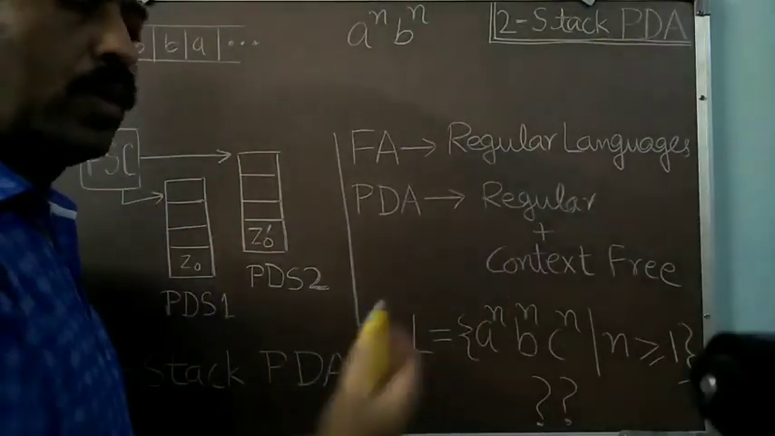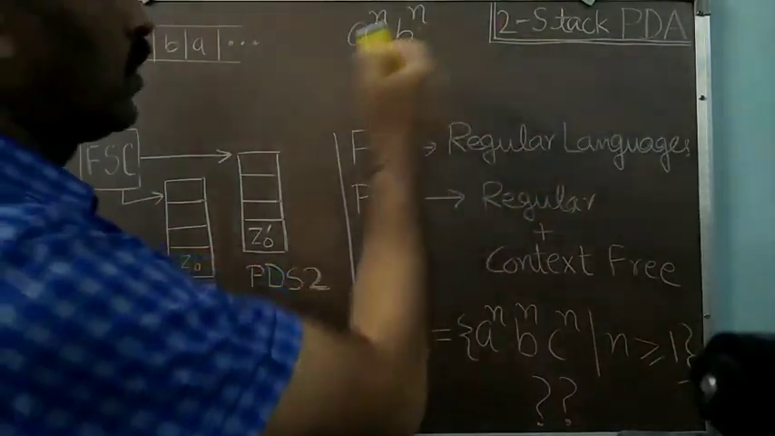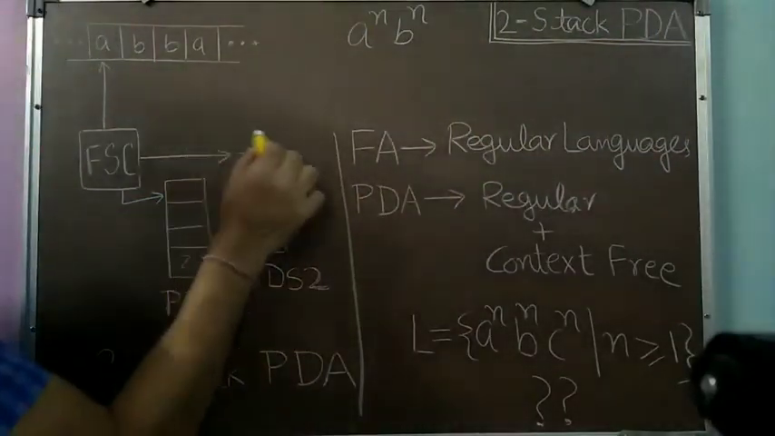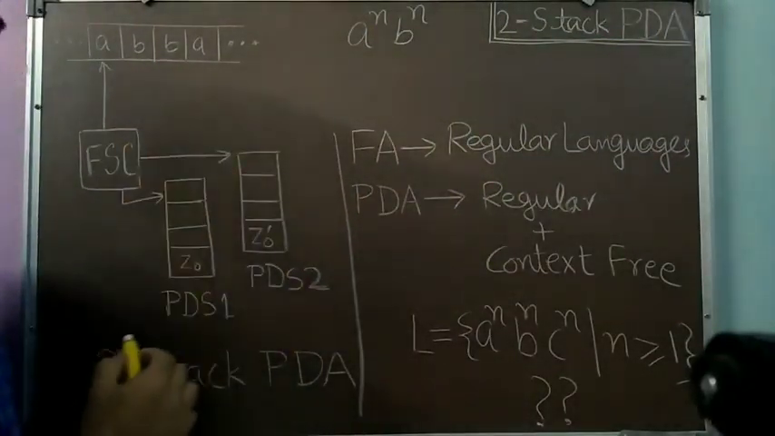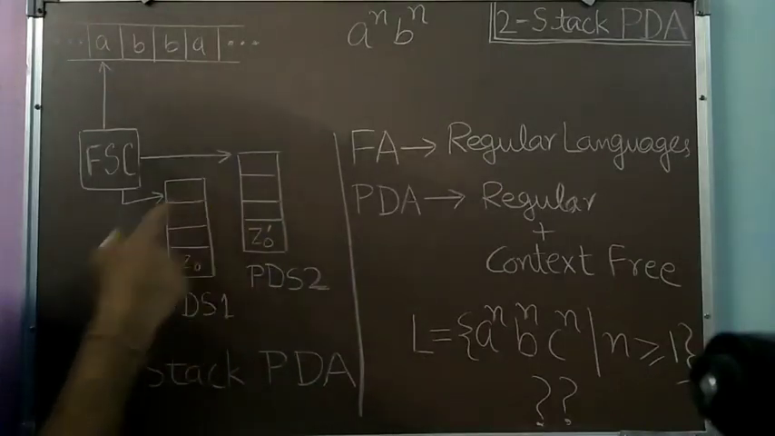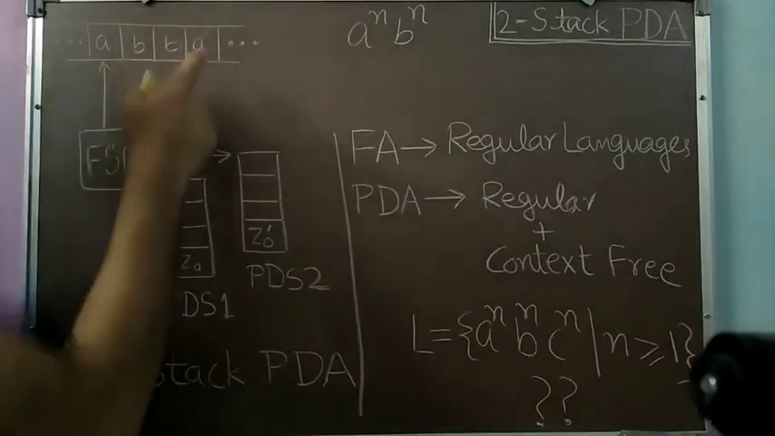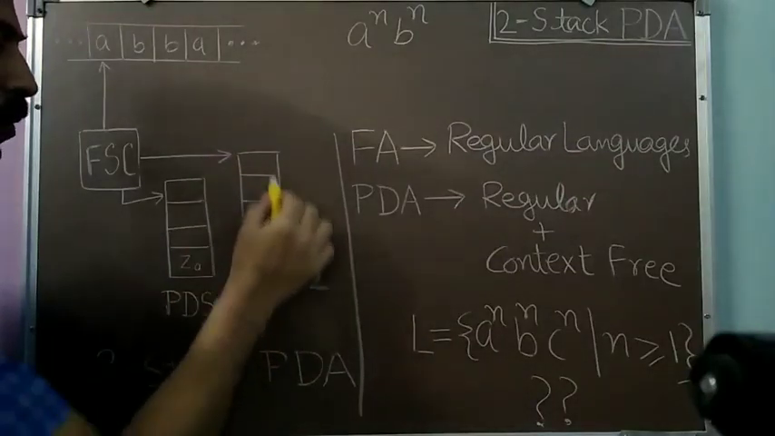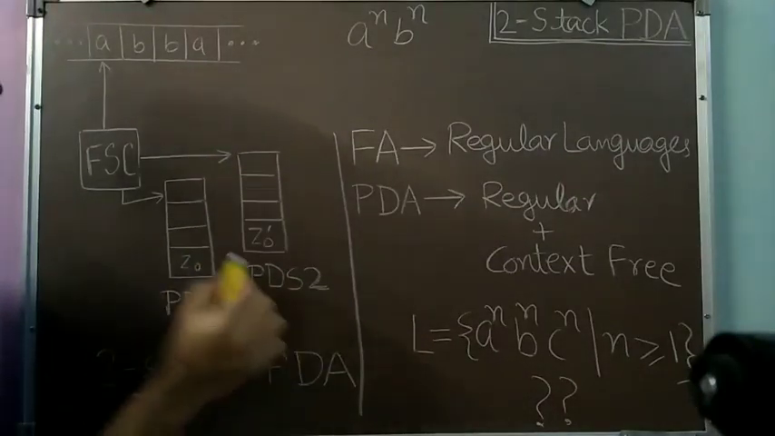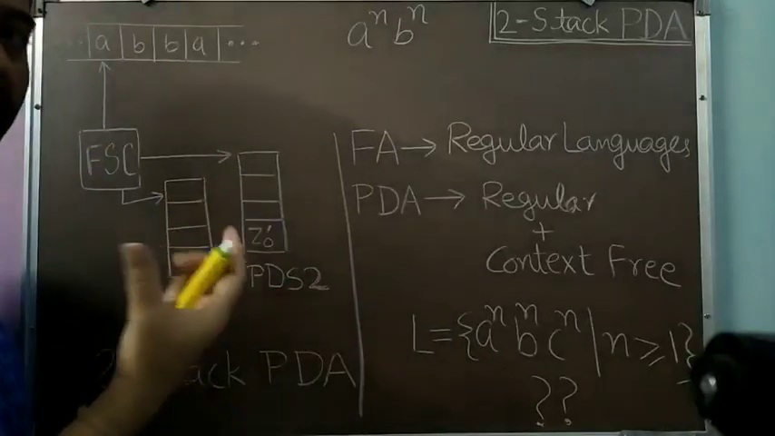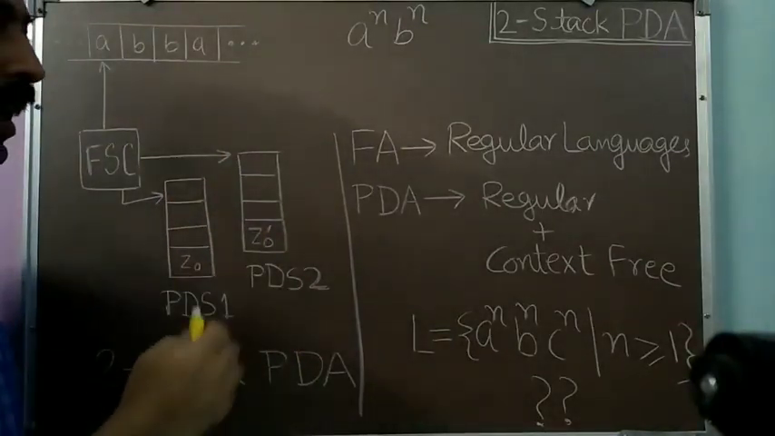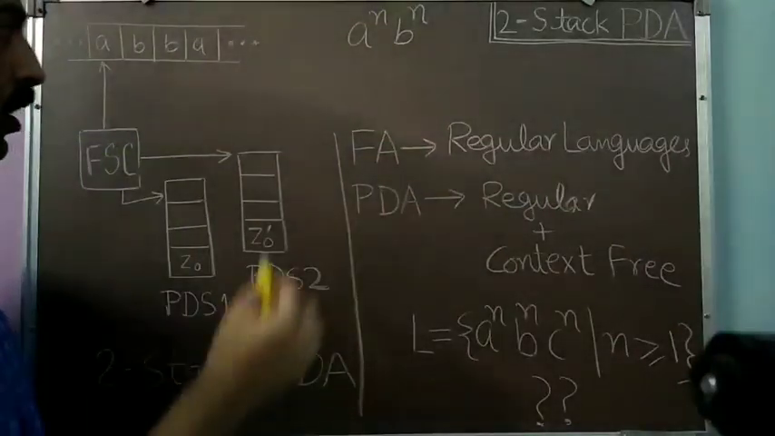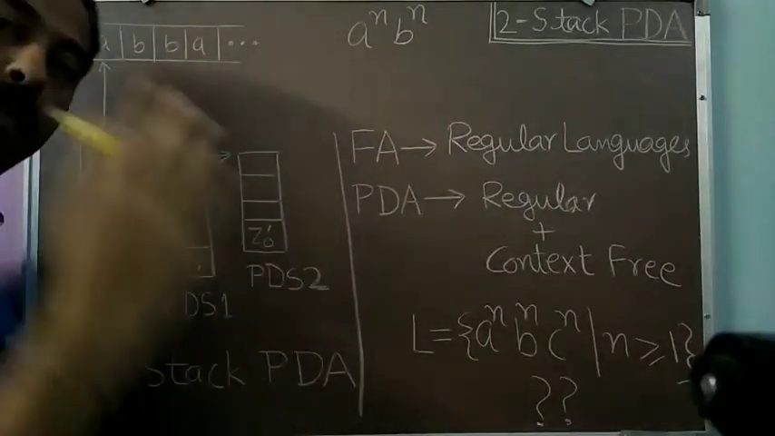Now come to another strategy, our next machine model, that is the two-stack PDA model, in which we add one more stack. So rather than having a single stack as in our normal push down automata, we have one more PDS. This is PDS1 and this is PDS2. So this will have two memories in the form of stacks. Will this machine model be more powerful or not? Yes, this machine model will be more powerful.